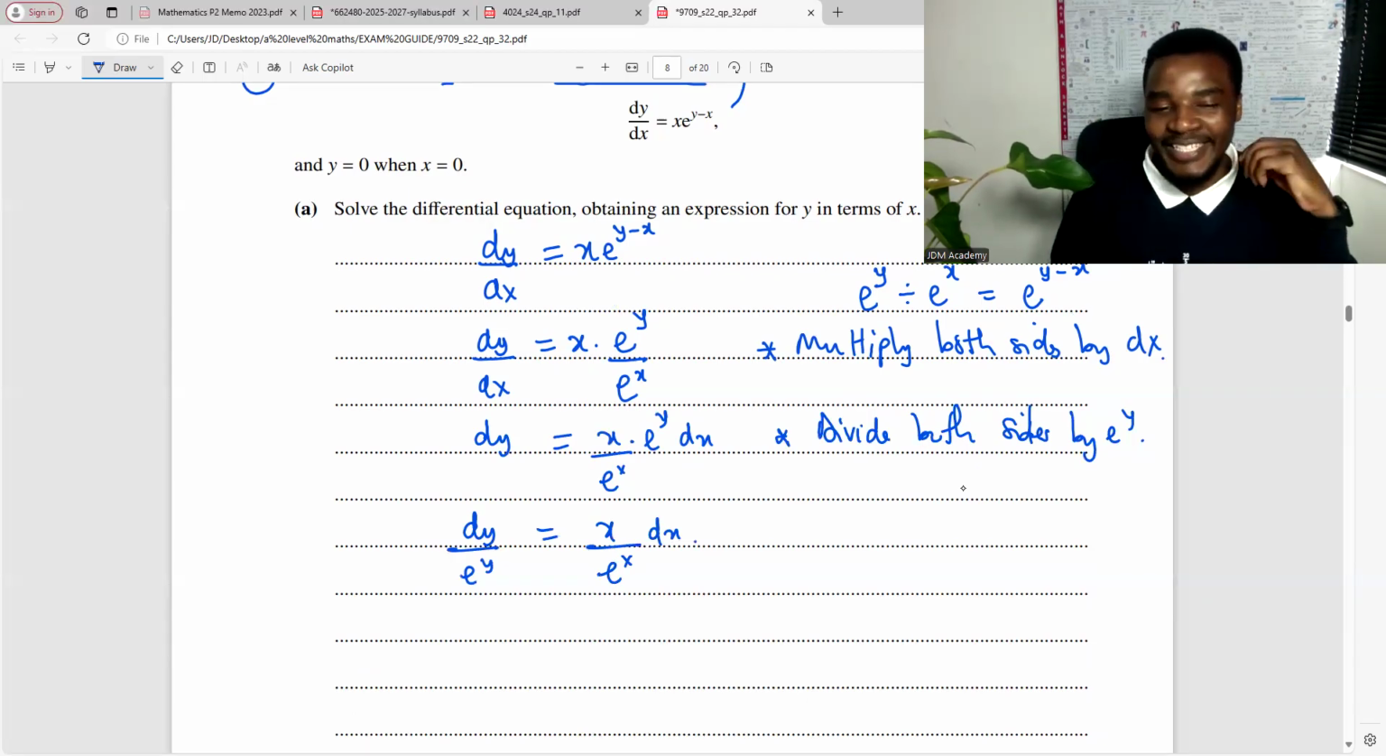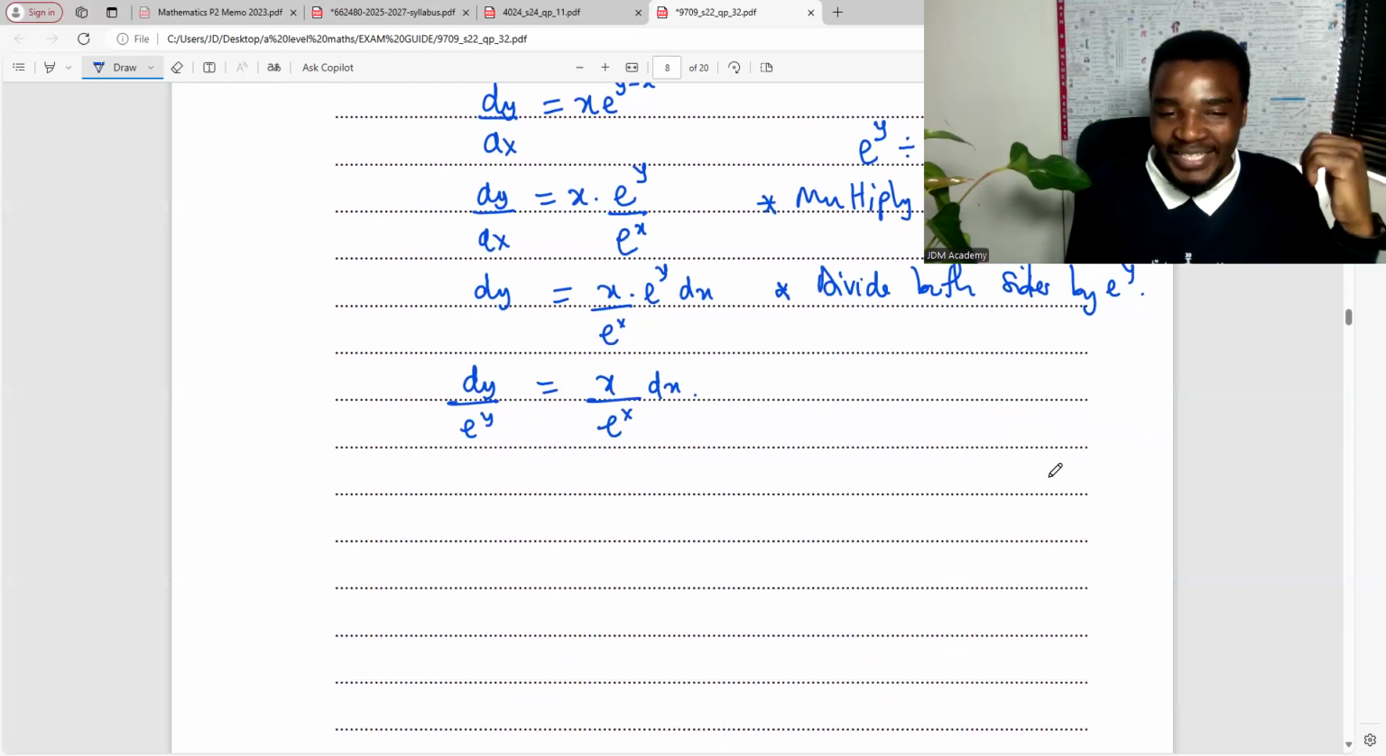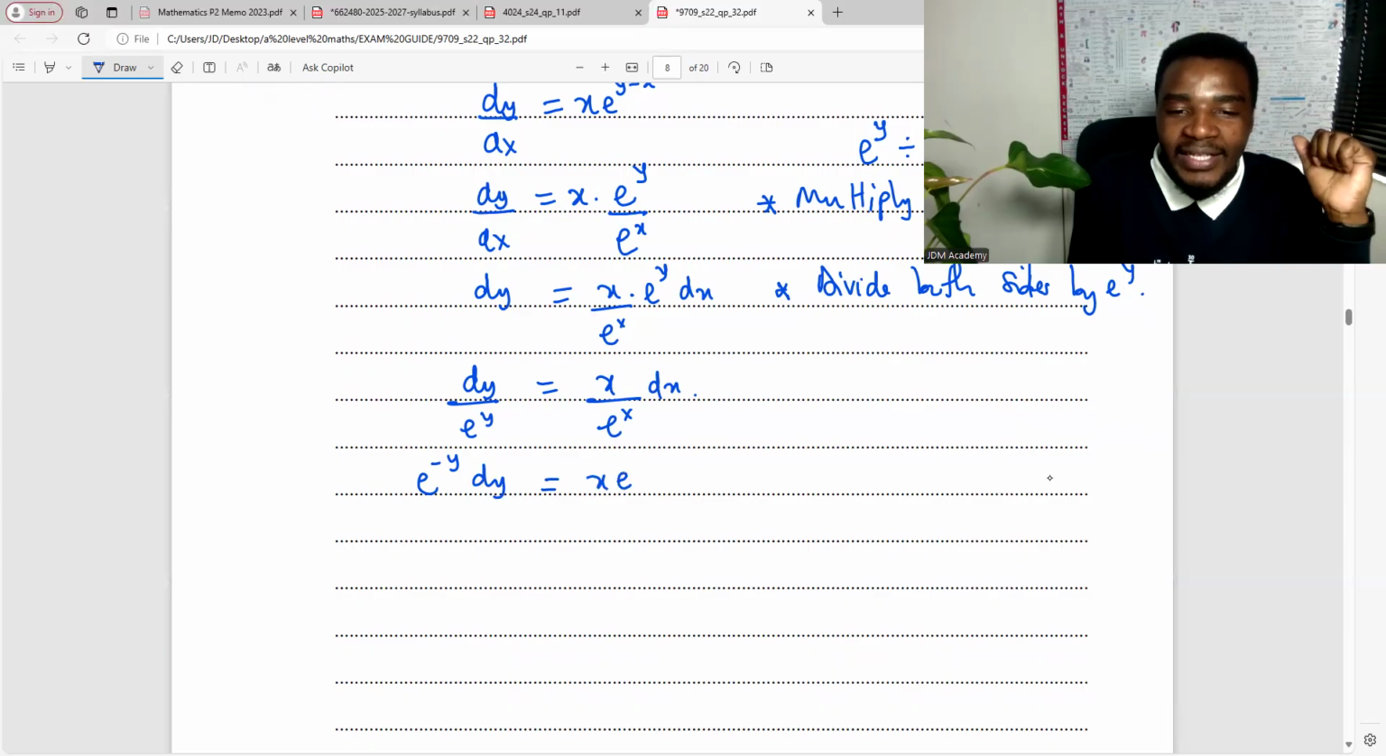What are we going to do next? As you see here, this is basically the same as e to the power of minus y dy is equivalent to x times e to the power of minus x dx.